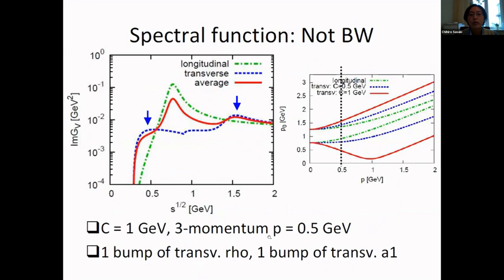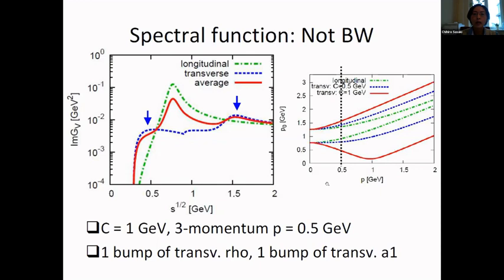The consequence is that the transverse component of the vector spectral function has two maxima. One maximum is associated with the shifted transverse rho meson, and the other, on the right-hand side, is associated with the shifted transverse axial vector meson. The longitudinal one is unmodified. The final form of the spectral function is the spin-averaged one in red. Therefore, typically, our vector spectral function has three broad maxima. So like this, it's really bumpy.